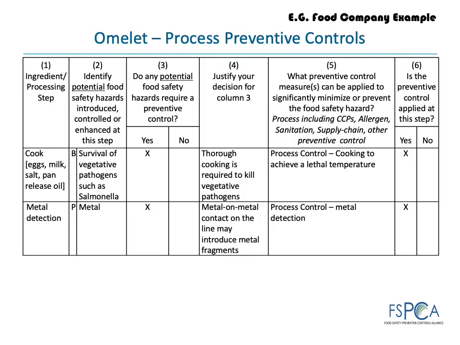In the hypothetical omelet example, two process preventive controls were identified: cooking the omelet to inactivate vegetative pathogens and metal detection to prevent metal contamination of the product.